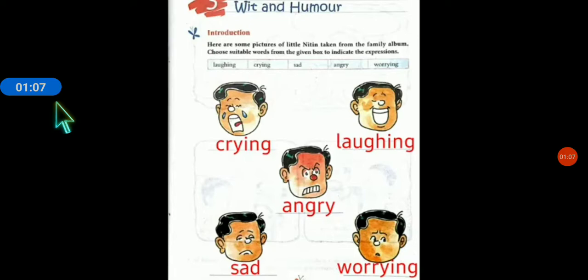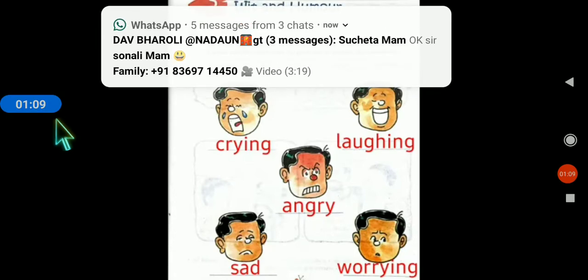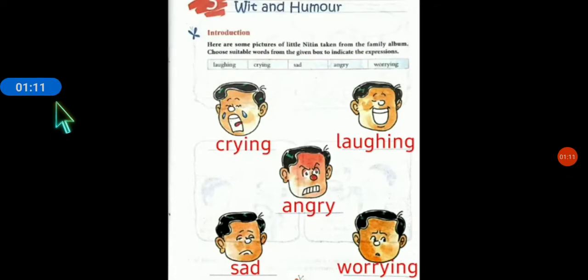In this picture, Nitin is crying. In the second picture, Nitin is laughing. In the third picture, Nitin is angry. In the fourth picture, Nitin is sad. And in the fifth picture, Nitin is showing worry. Means he is worried about something.